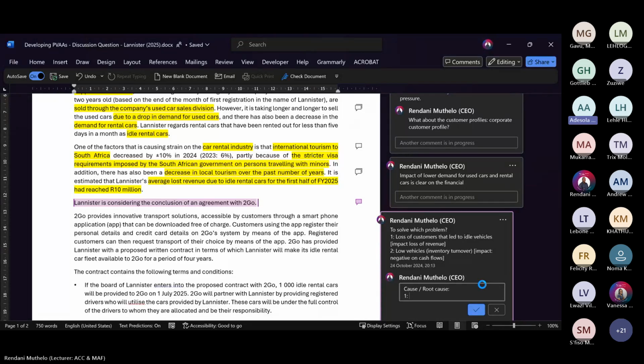It's due to a drop in demand for used cars. No, but what is the result of reduced demand? That's the root cause. Remember, we want the root cause, what to solve.